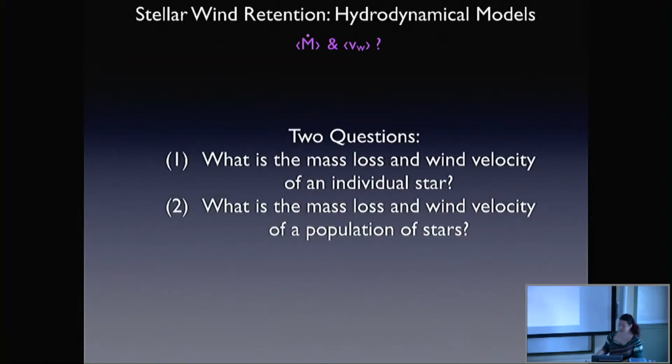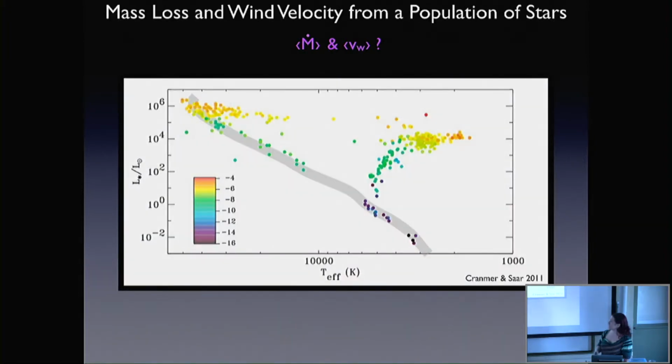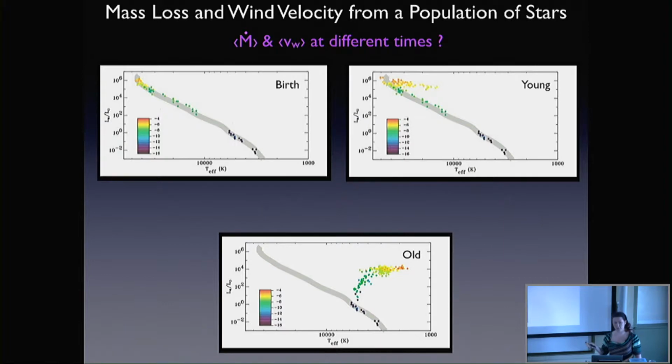Okay, so we talked about the first point. The second point, now we have to worry about, for a population of stars, what is the average mass loss and wind velocity. So here is a plot of the mass loss rate along the HR diagram. Again, this is 12 orders of magnitude in variation at different points, where the main sequence is generally outlined in gray. You can think of this population as going to have overall mass loss rates that are different at different times. So at birth, it's going to look a little bit like this.